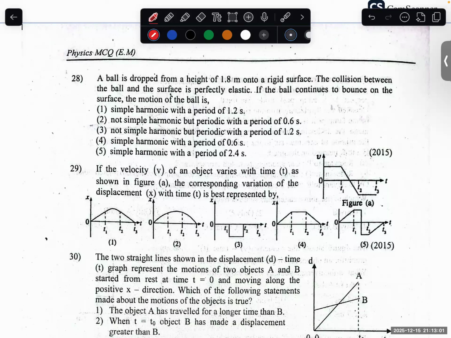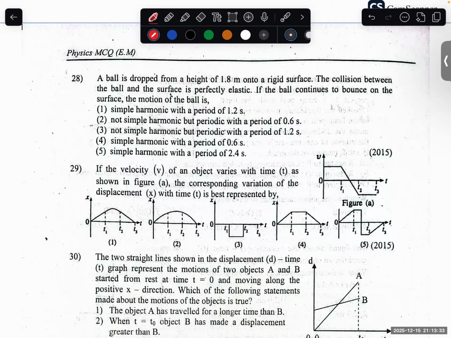A ball is dropped from a height of 1.8 meter onto a rigid surface. The collision between the ball and the surface is perfectly elastic. If the ball continues to bounce on the surface, the motion of the ball is, you know, it will always reach 1.8 and it will go back, hit the ground, come back and reach 1.8 because the collision is perfectly elastic. What is a perfectly elastic collision?